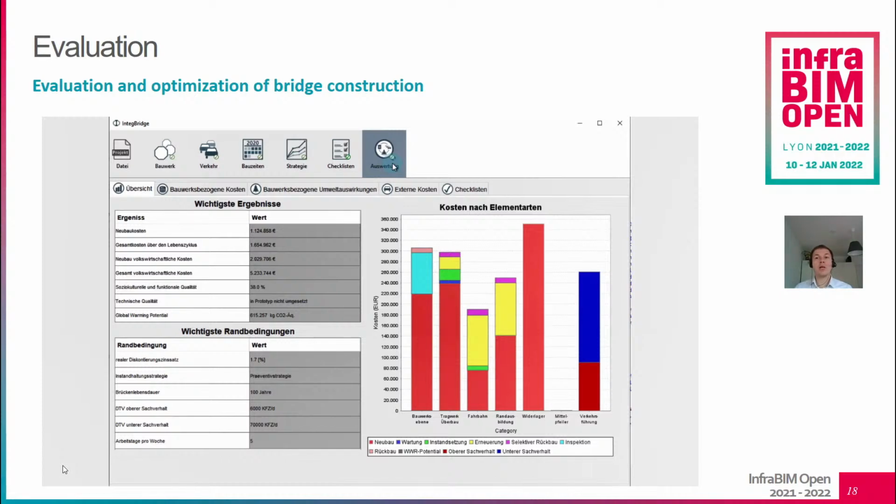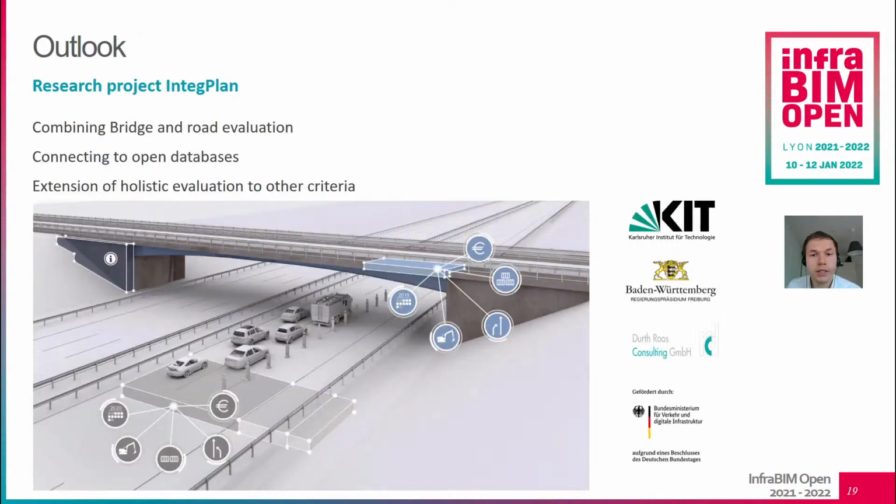This is the prototype we have right now, which works for bridges, and now we are working on extending this holistic evaluation. Right now we are working on a project to combine the road and bridge evaluation. Then we are working on connecting to open databases. For example, in Germany we have the ÖkobauDat, where we already use some values, but the problem is that for bridges not very much data is available in ÖkobauDat.